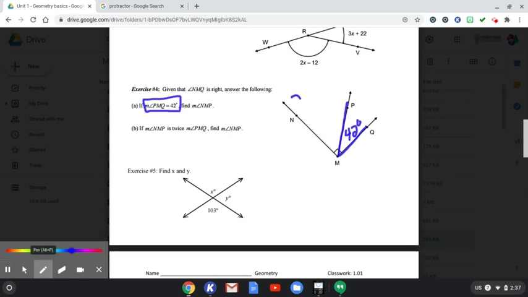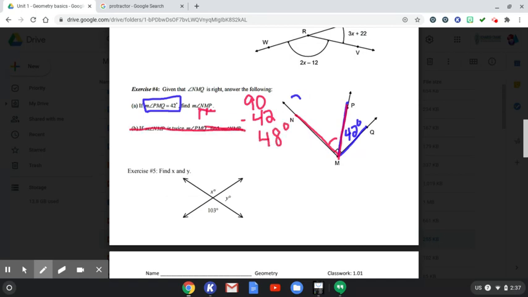Find the measure of angle NMP. NMP, if you trace, again, I'm going from N to M to P, appears to be that complement. So 90 subtract 42 should give us 48 degrees. Now I'm going to skip part B for timing. And the last case, number 5, is the diagram.